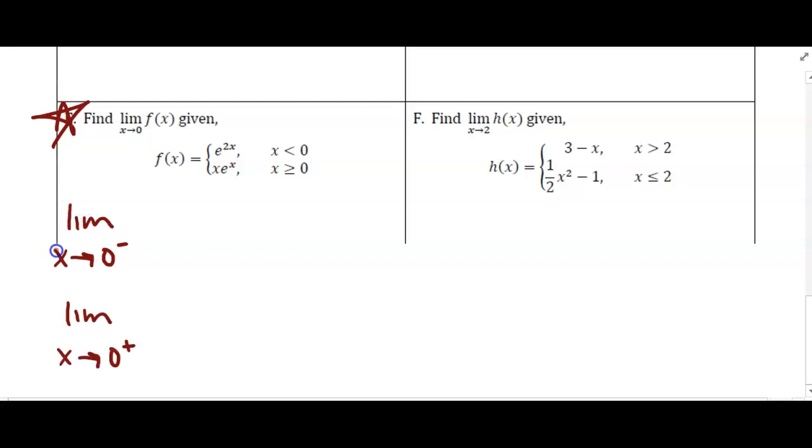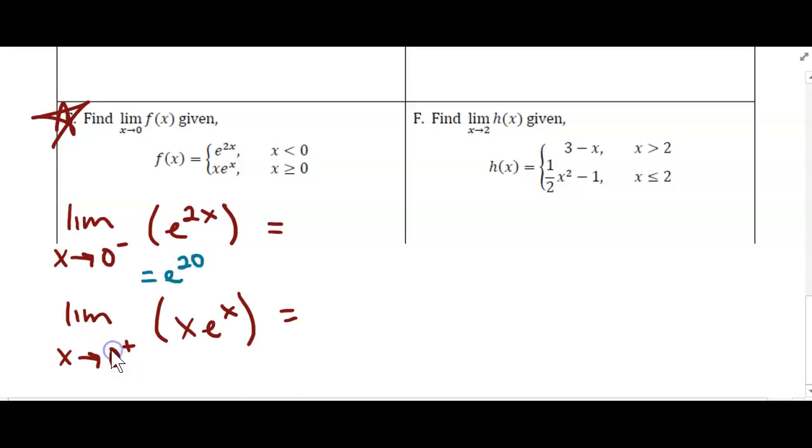If I'm looking for less than 0, that's going to be to the left, so e to the 2x is going to be up here for my left-hand limit, and x times e to the x will be my right-hand limit. And when I plug in 0, I get e to the 2 times 0, which just gives me e to the 0. Anything to the 0 power is 1, so my left-handed limit is 1.